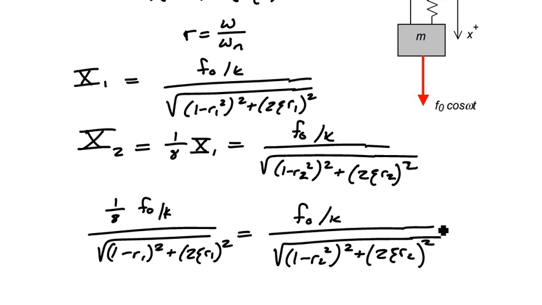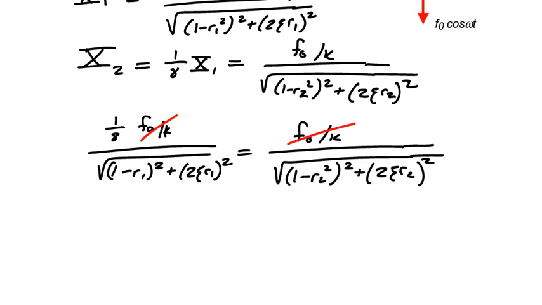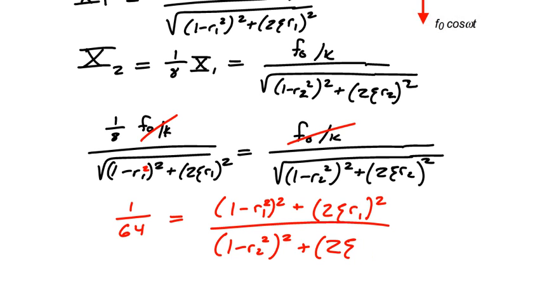Now, what can we do with this? Well, we can start by noting that F0 over K appears on both sides of the equation, so we can cancel that out. And then I can square both sides of the equation and cross multiply. So if I do that, what I'm going to end up with here is that 1 over 64 is going to equal, in this case, quantity 1 minus R1 squared, squared, plus quantity 2 zeta R1, quantity squared, divided by quantity 1 minus R2 squared, squared, plus 2 zeta R2, quantity squared. Sorry about that minor typo, there should be a squared inside there, and the squared should be on the outside. Let me get that fixed up for you.